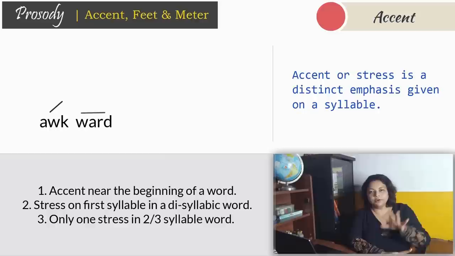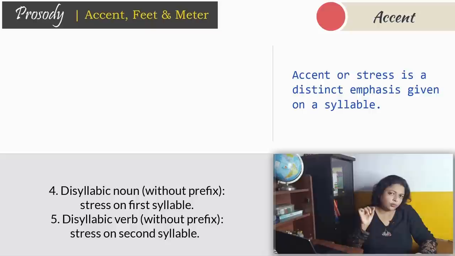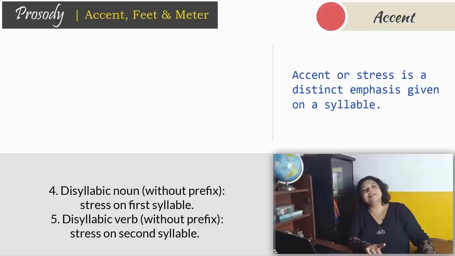Okay, this is the general rule. Now there are exceptions, I'll come to that. Most of the words which you will come across are disyllabic. Okay, they have 2 syllables. If it is a noun, pay attention. If it is a noun, then always stress on the first syllable. If it is a verb, stress on the second syllable.